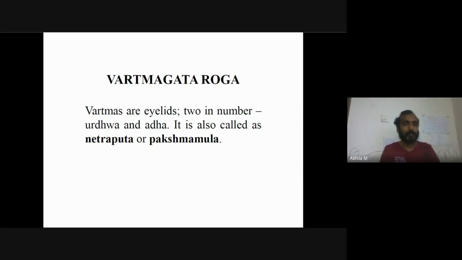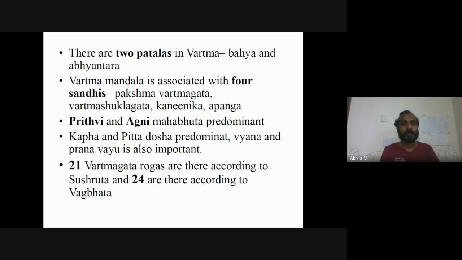Varma, that is the Varma Mandala. We can call it Netra Buddha or Pakshma Mula. These are some synonyms of Varma. Among the six patalas, two patalas are in the Varma. Coming to the sandhis, among the six sandhis, four are related to Varma: Pakshma Varmagata Sandhi, Varma Shukla Gata Sandhi, Kaninaka Sandhi and Apanga Sandhi.